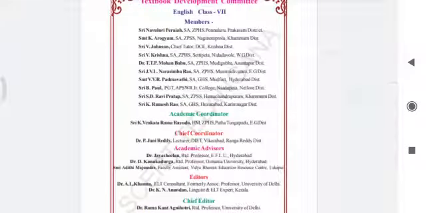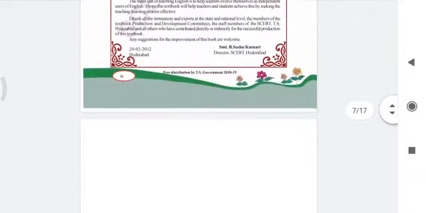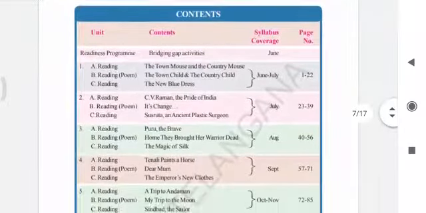I have also been using this PDF which I have downloaded. It is not my own. It is from the state government of Telangana. So this is the table of contents we have in class 7.